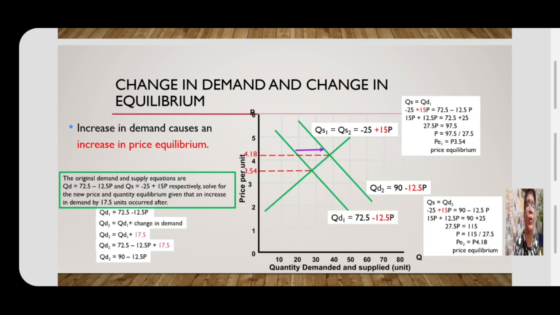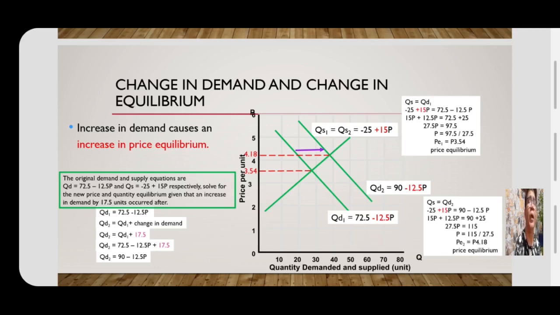So we can now derive the value of the original price equilibrium if we equate the original supply equation to the original demand equation. That is, QS sub 1 is equal to QD sub 1. QS sub 1 is given by the equation minus 25 plus 15P, and QD sub 1 is given by the equation 72.5 minus 12.5P. By equating them, we now have minus 25 plus 15P is equal to 72.5 minus 12.5P.